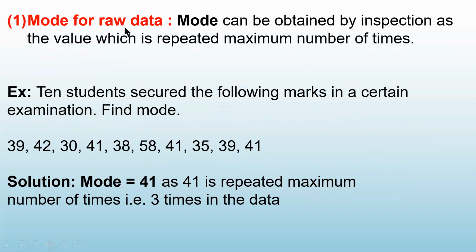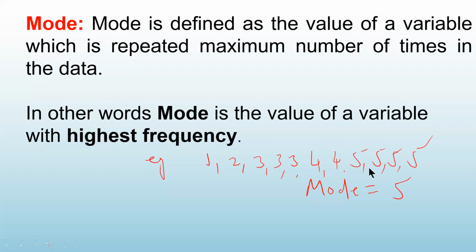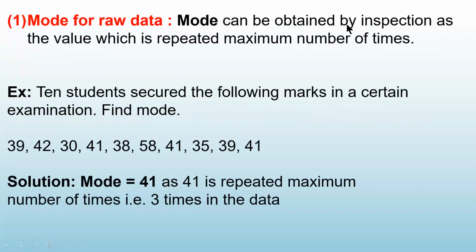Now for the data, you know that there is raw data and there is grouped data. So how will you find the mode for raw data? Raw data means the data which is written one after the other, separated by commas. To calculate the mode, if the data is a small data, you can find it just by inspection, as the value which is repeated maximum number of times.